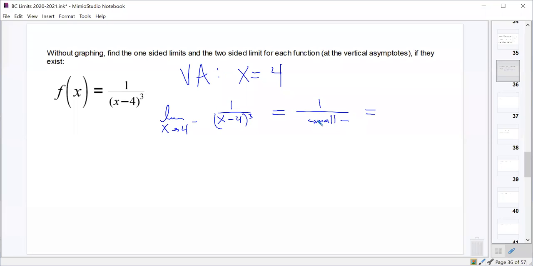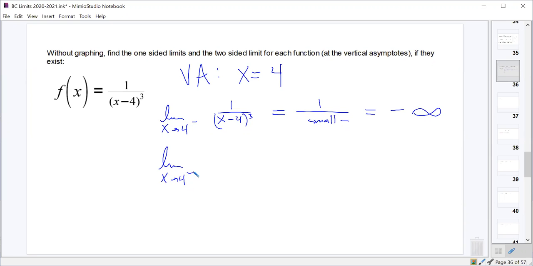And what is 1 divided by something like negative 0.0000000000000000001? A really big negative number. That's right, negative infinity, or technically doesn't exist. But we do know that as this approaches the asymptote from the left, it's dropping down towards that vertical asymptote.